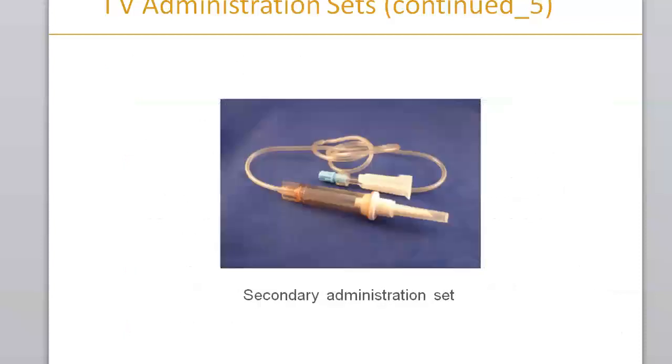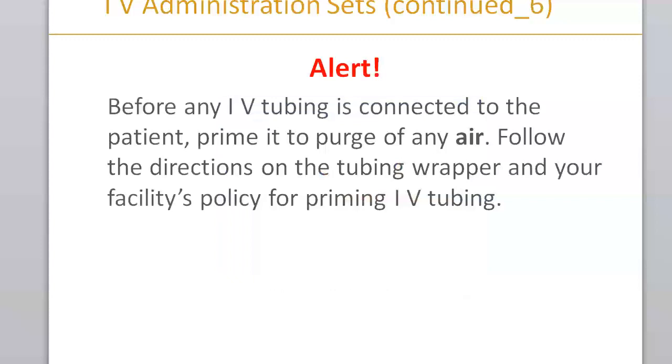And this is what this looks like, just so you see this. This will spike into the little partial fill bag, or the little small bag of maybe medication or an antibiotic. And then this piggybacks into that top port in your primary administration set. And before any IV tubing is connected to the patient, prime it to purge any air. Follow the directions on the tubing wrapper and your facility's policy for priming IV tubing, obviously.